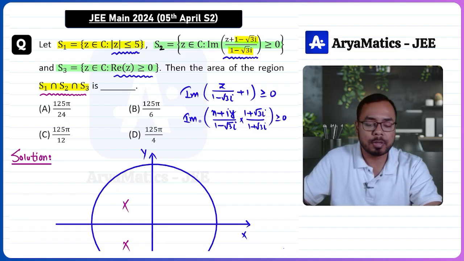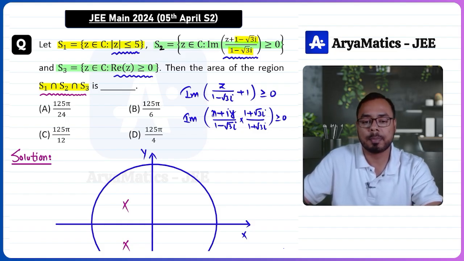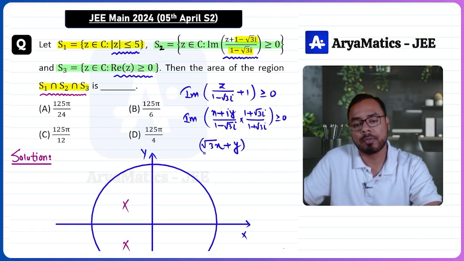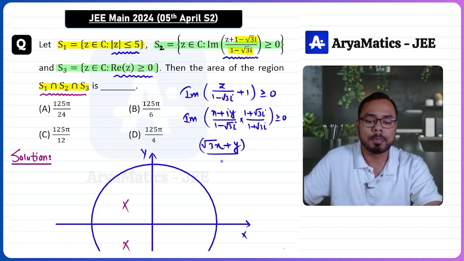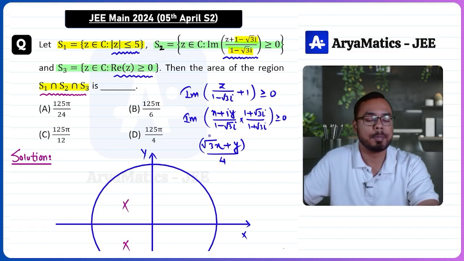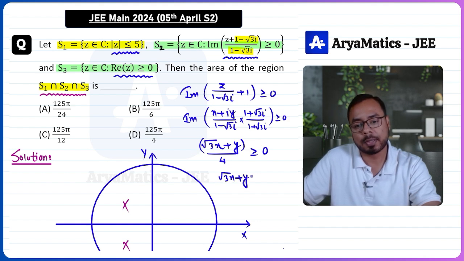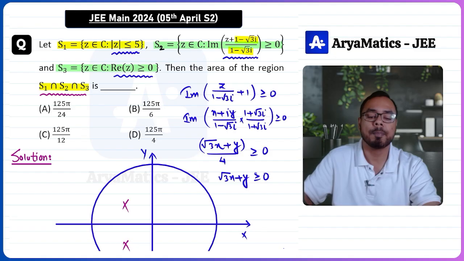And if we talk about the imaginary part of this complex number, imaginary you will get when you multiply x with root 3 iota, so it will be root 3x and then iota into y plus 1. So root 3x plus y, and that divided by, in denominator you will get 4, right? Minus square plus root 3 iota square. So this is the imaginary part of that complex number, and this should be positive. So finally we are getting this locus root 3x plus y greater than equal to 0.